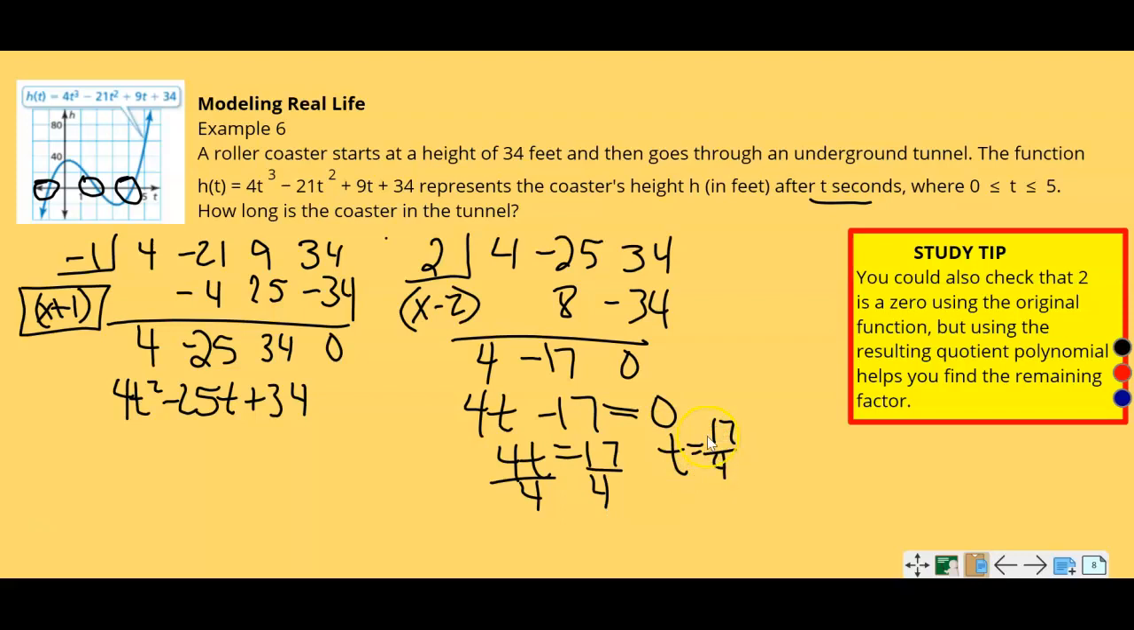4 goes into 16 4 times, and 1/4 left over. So 4 and 1/4, or 4.25 is where it crosses right here. Okay, so the zeros are -1, 2, and 4.25, but the only ones that actually matter are 2 and 4.25, because we're talking about a roller coaster, which is a real life scenario, talking about time. Time can't be negative, so that means the domain that we're looking at is only from 0 to 5 seconds.